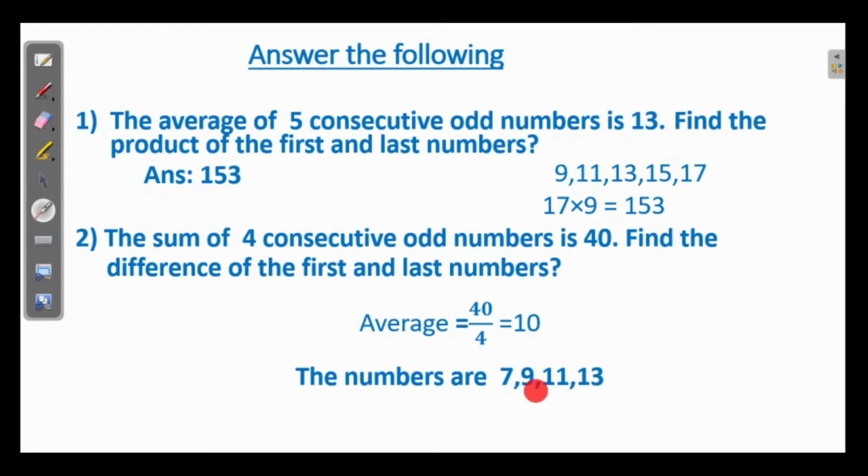The middle numbers are 9 and 11. And the other numbers are 7 and 13. So, we got the 4 numbers. Find the difference of the first and last numbers. 13 minus 7 is 6. So, 6 is the answer.